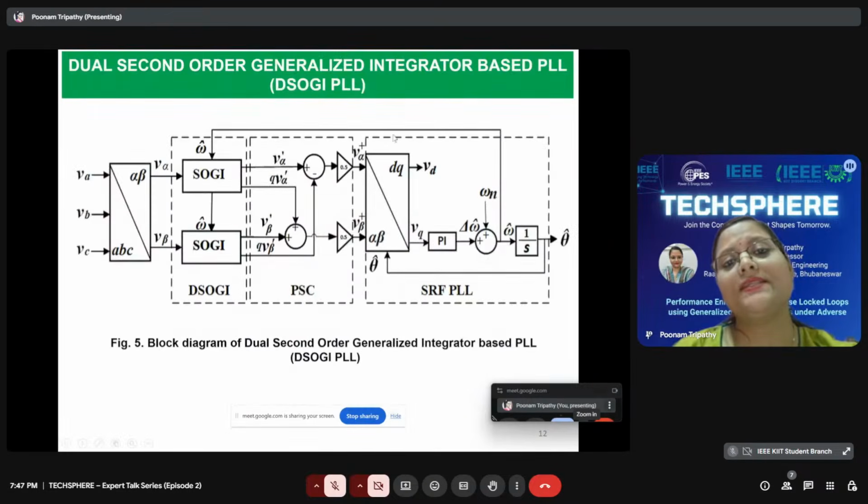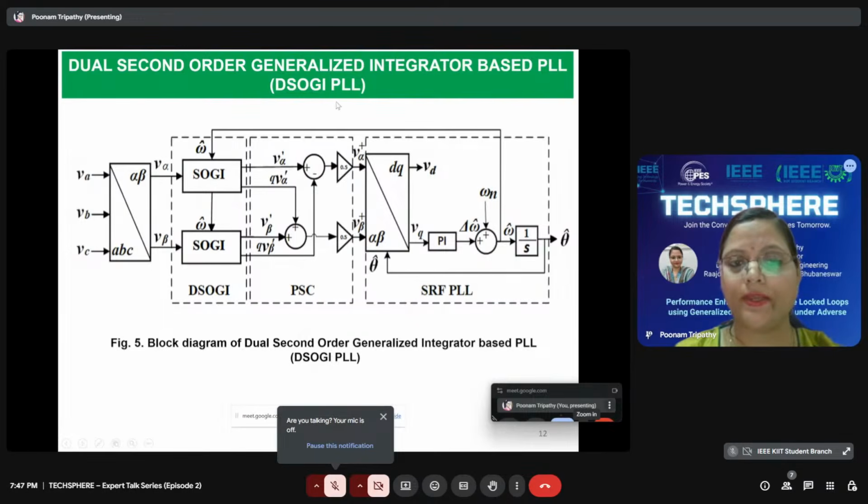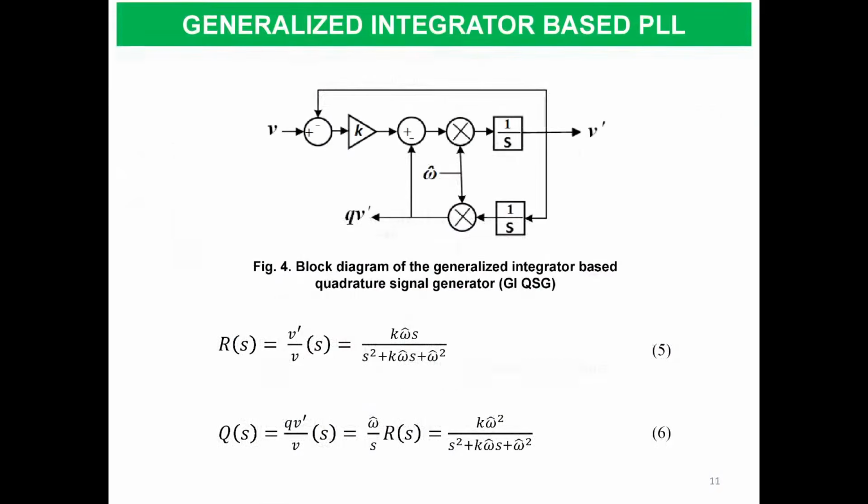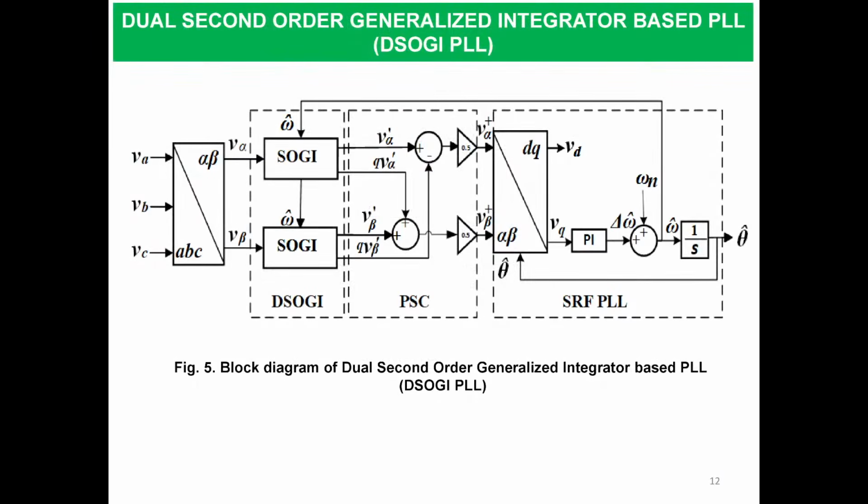So these are the developed or the advanced SRF PLLs. The first one is the dual second order generalized integrator based PLL. Here two advanced generalized integrator filters named SOGI, that is second order generalized integrator filters, have been used. It is named the dual SOGI based PLL.